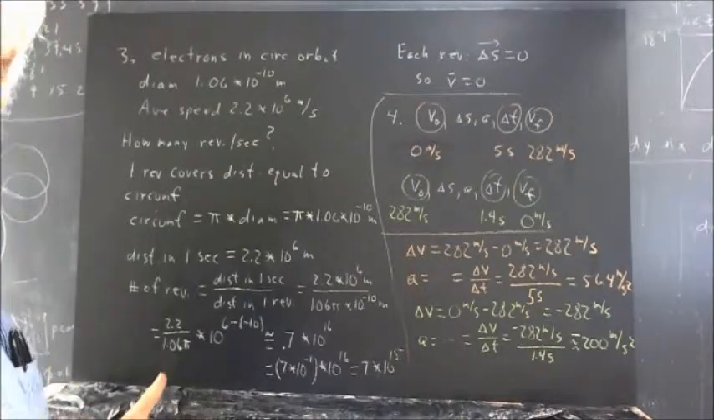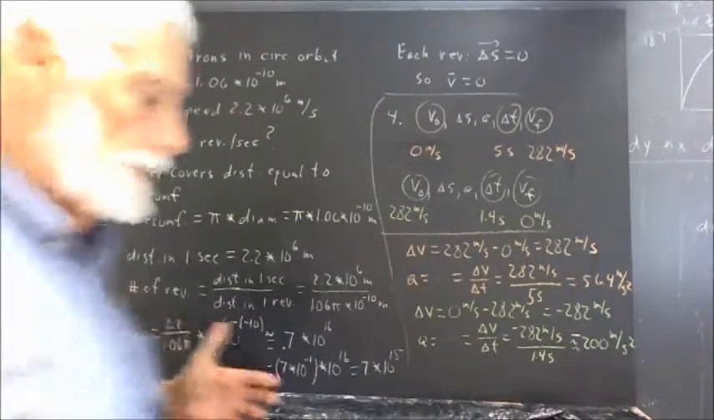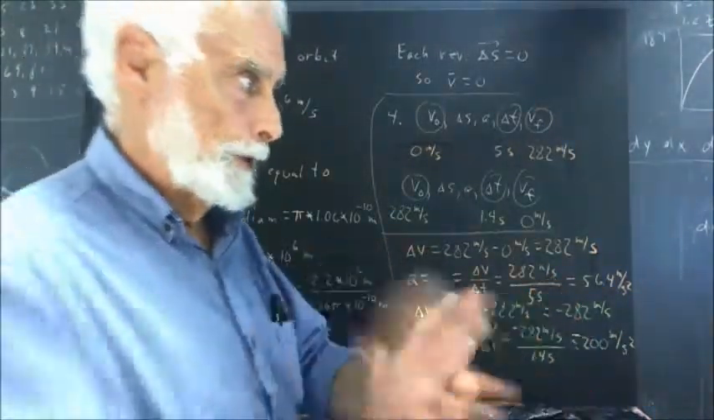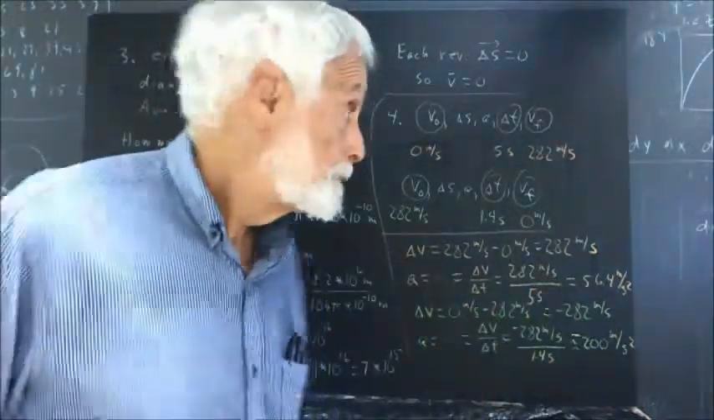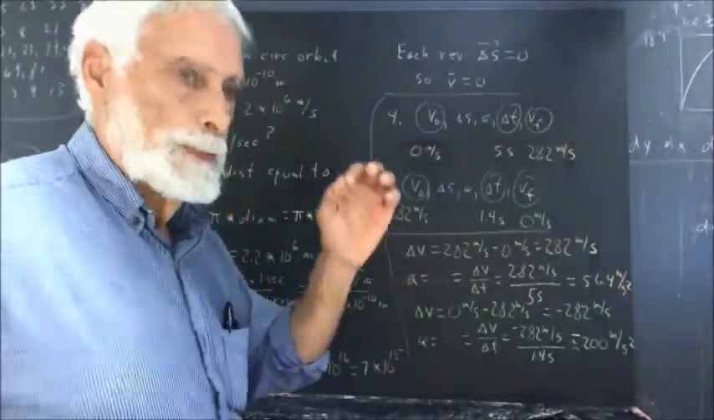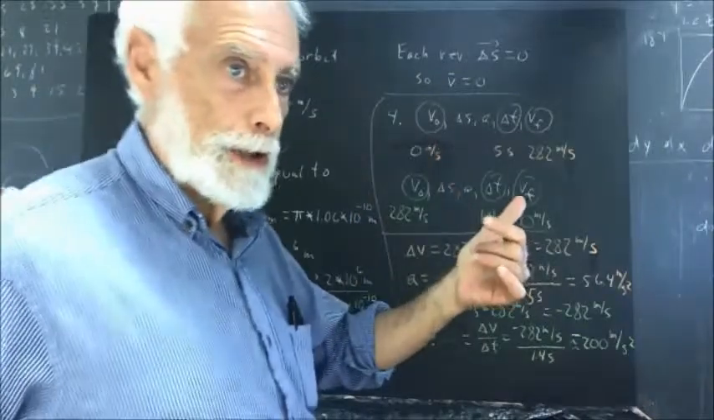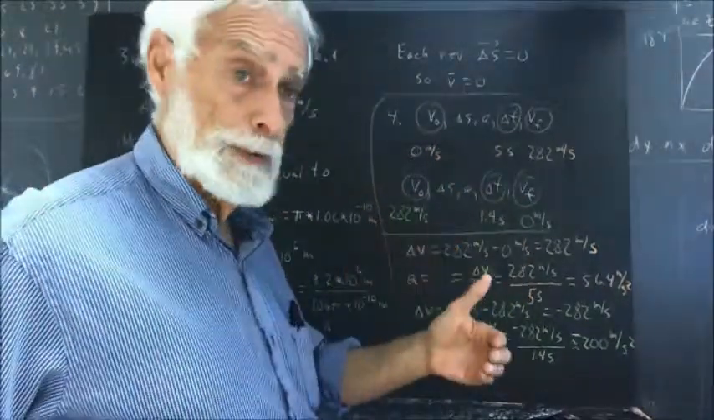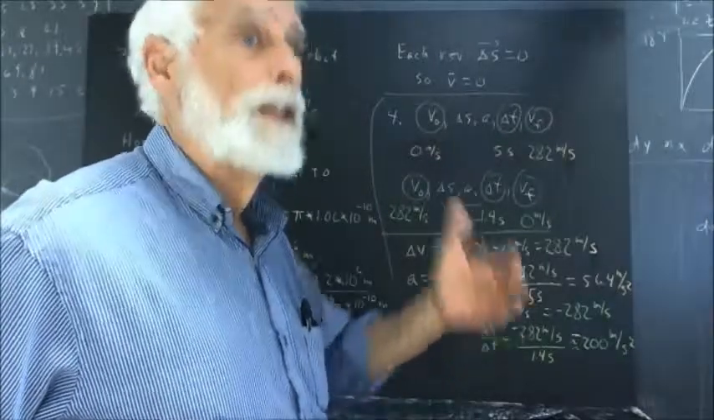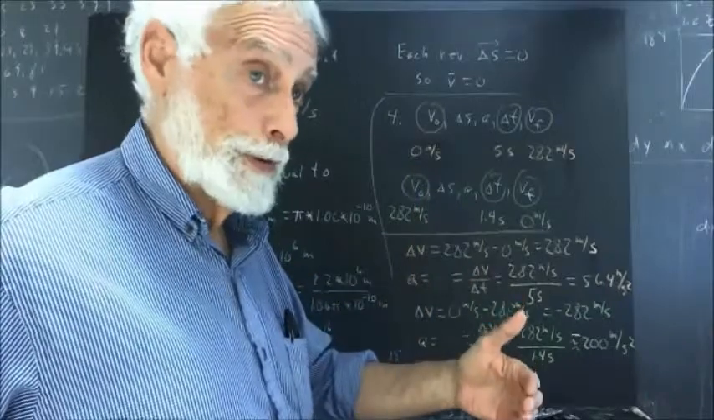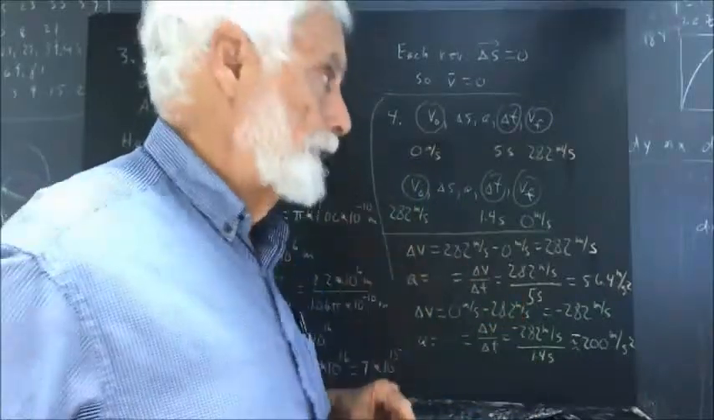We have the problem of an individual being accelerated in a rocket sled and then brought to rest very quickly. The information is that he speeds up from 0 to 282 meters per second in 5 seconds and then is brought to rest in an interval of 1.4 seconds. We want to calculate his accelerations.